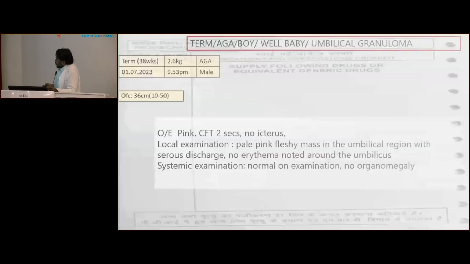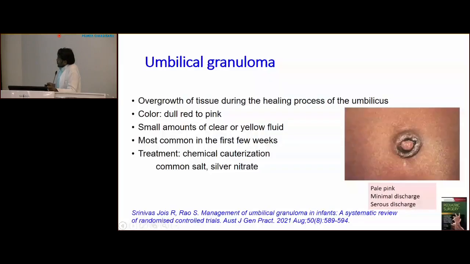Umbilical granuloma is an overgrowth of tissue during the healing process of the umbilicus. It's a normal thing. It's like the epithelialization has not finished over the umbilical region. Usually by the end of the first week, the umbilicus dries out, and by the end of 15 days, it falls off.